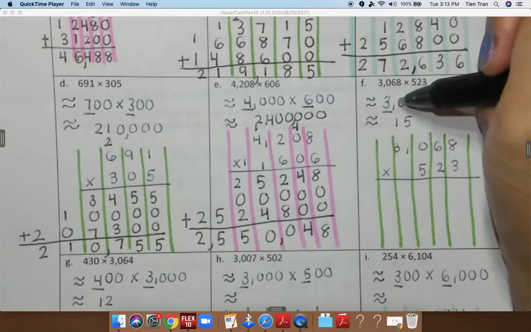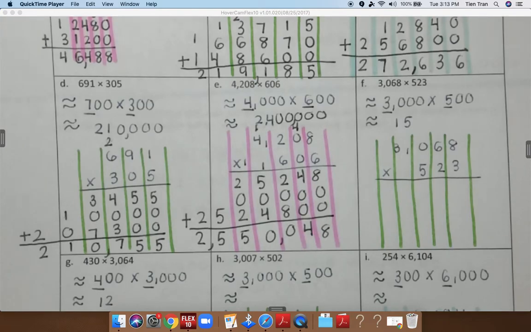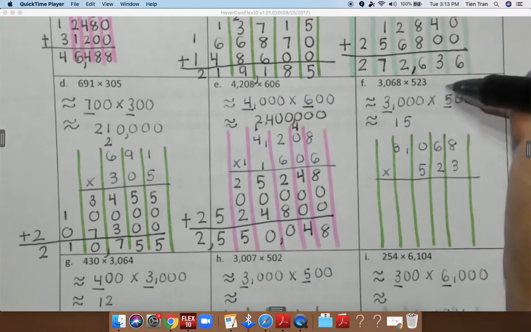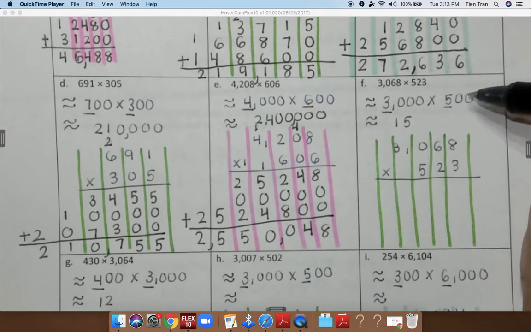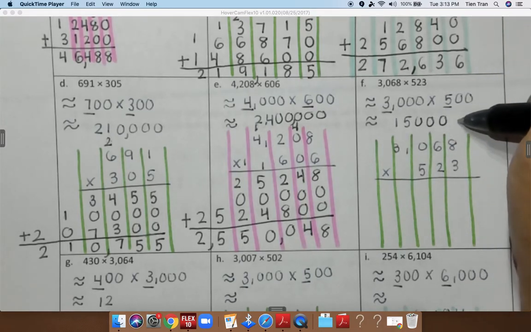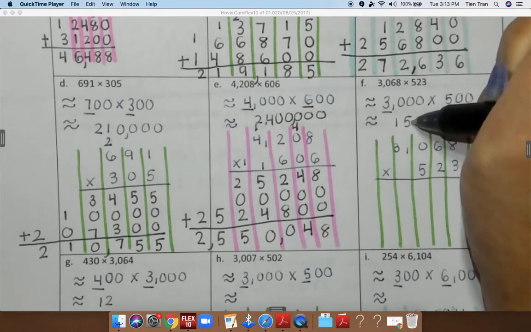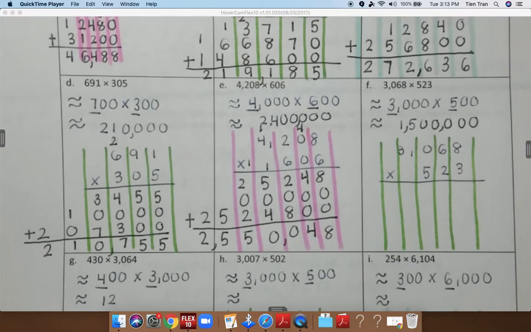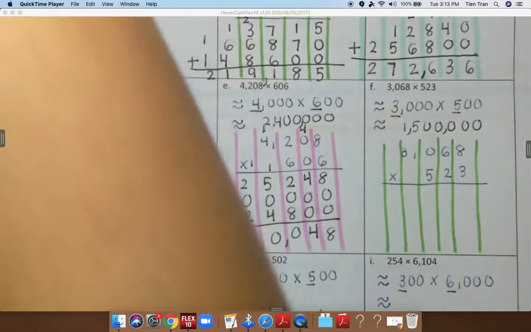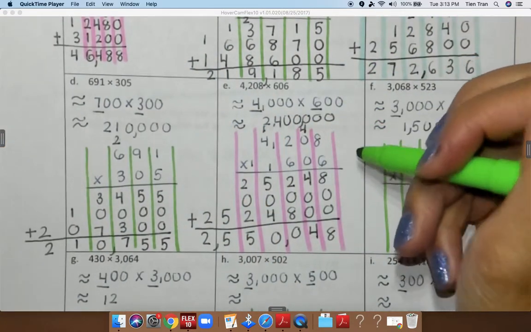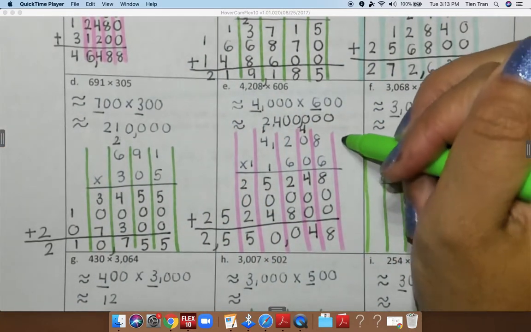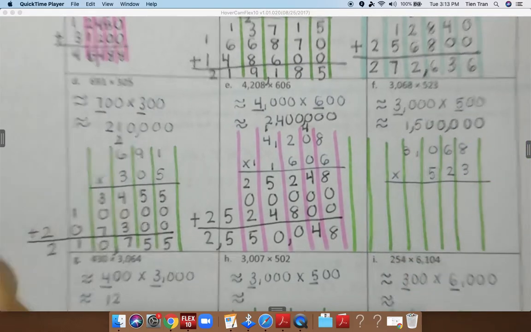We are multiplying these numbers together to round them first to see what it would be approximately at. So 3 times 5 is 15. Add my 5 zeros at the end. And so my answer should be around 1,500,000. So what I'm going to do is I'm going to need more lines. So I have a feeling that I will need more lines.